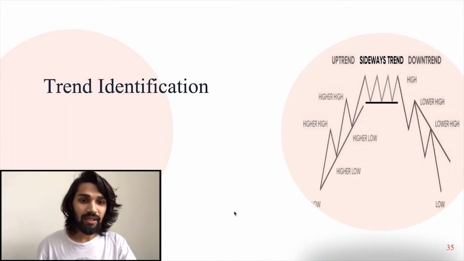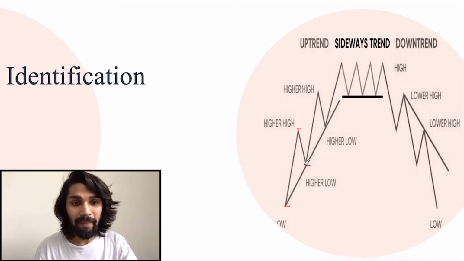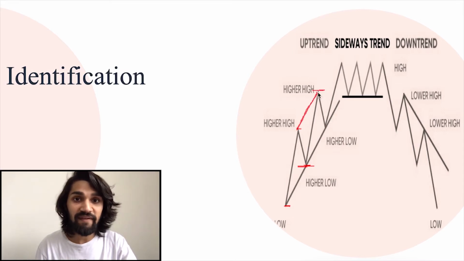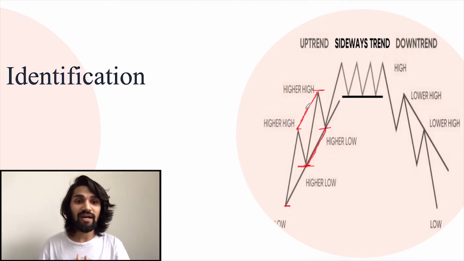Okay, imagine a chart where it starts here, it goes up, it makes a high, then it comes down again, but the point it makes this time is higher than the previous low. Then it again goes up and it makes a high which is higher than the previous high, and then again it goes down, but the low point which it makes is higher than the previous low. So when there are higher highs and higher lows, it's an uptrend.